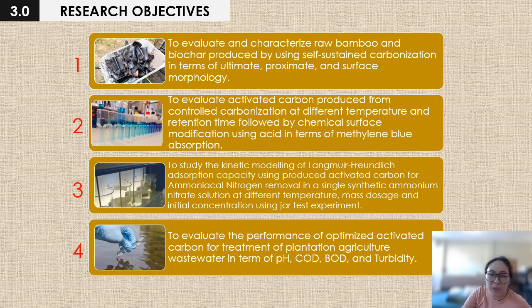Here are my research objectives. The first is to evaluate and characterize the raw bamboo and the self-sustained bamboo in terms of ultimate, proximate, and surface morphology. Then to evaluate the activated carbon produced from controlled carbonization at different temperature and time, followed by chemical activation using phosphoric acid. We will check the characteristics first before undergoing other types of absorption.